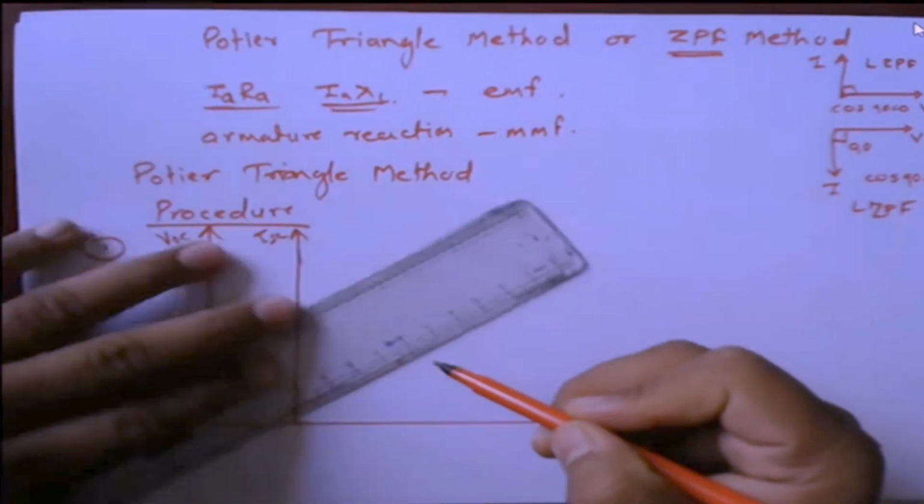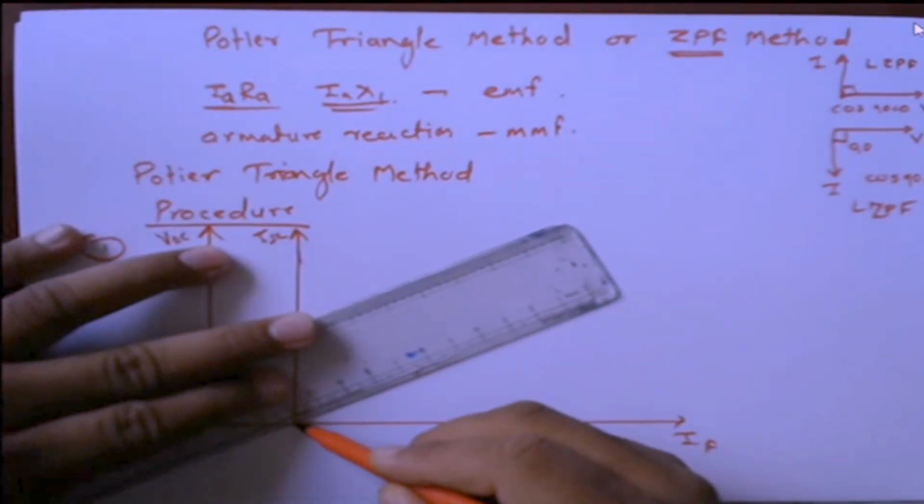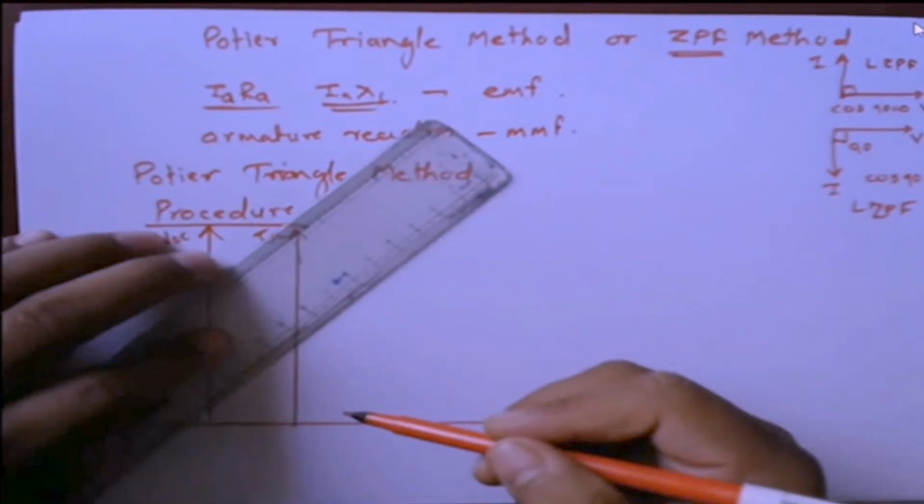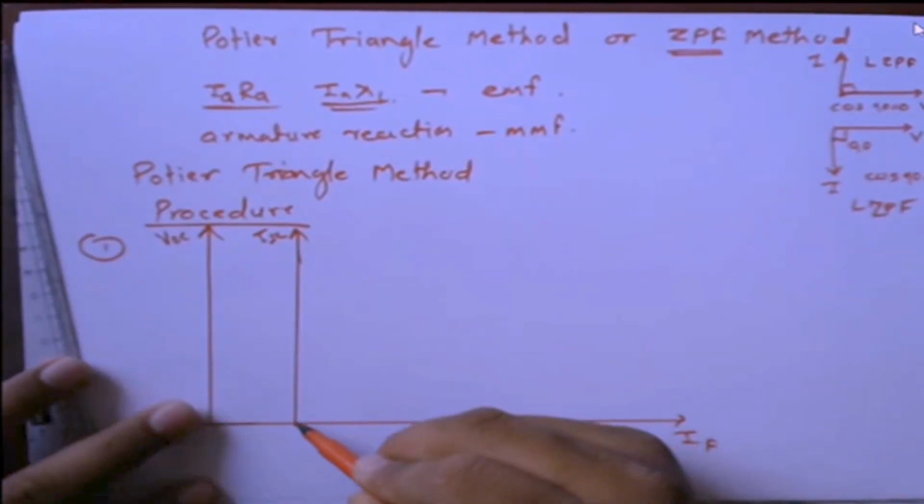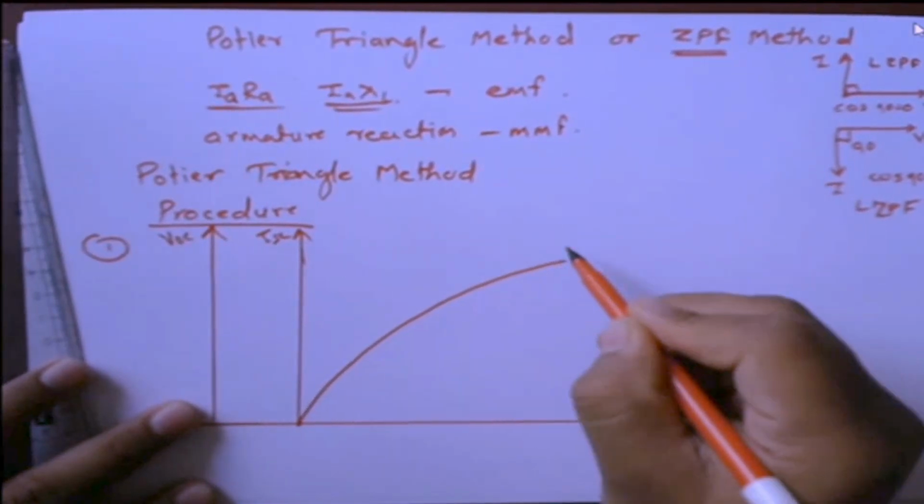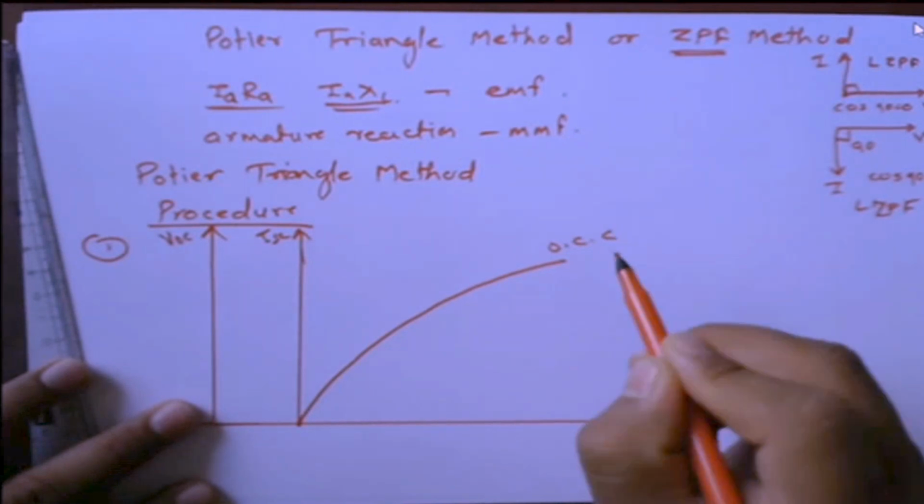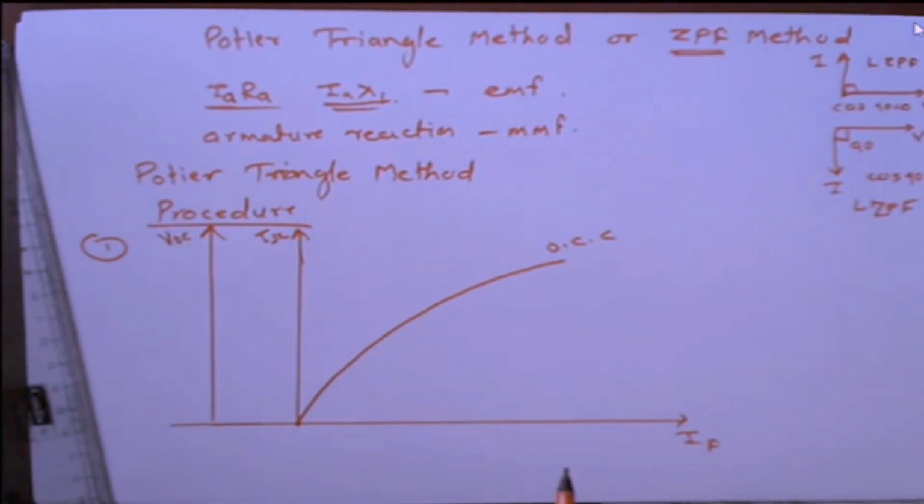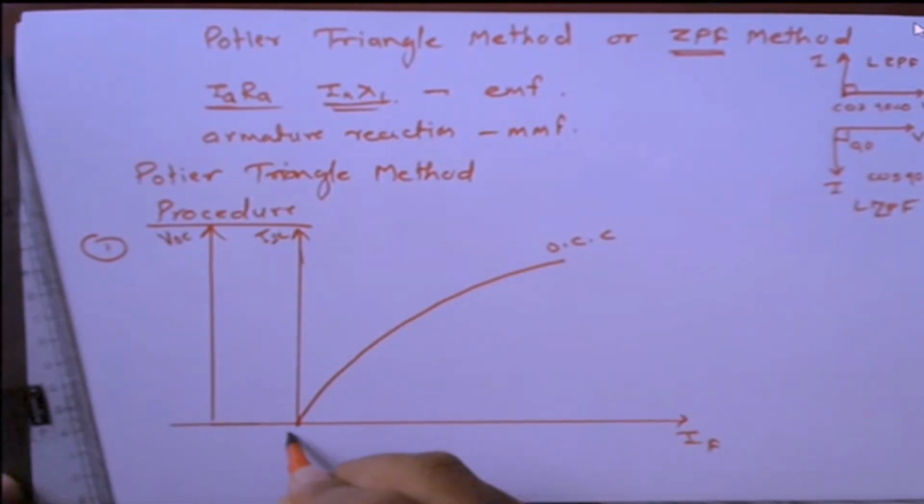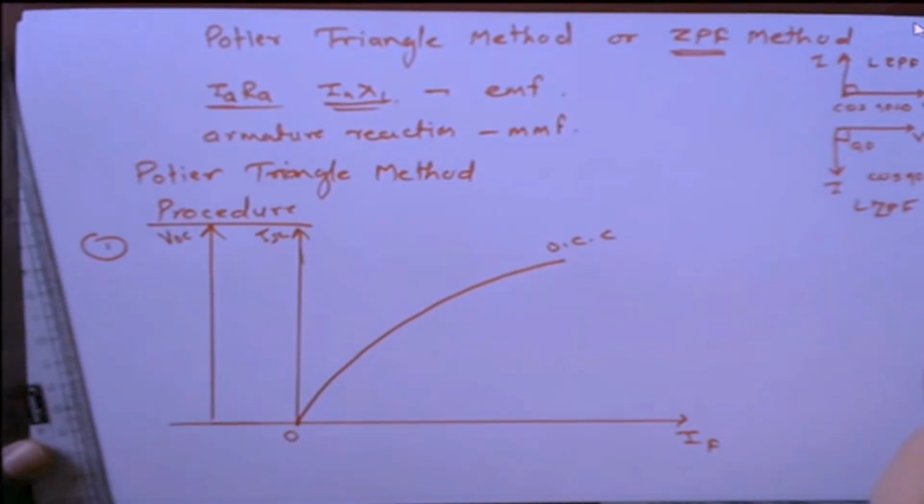The first step, I have to plot the OCC and SCC. Sorry, only OCC we require. So I will plot this OCC, the open circuit test characteristic. Okay, once it is plotted, we have to plot a current. Let us suppose this point is O. We have to plot the current, that is the rated current.